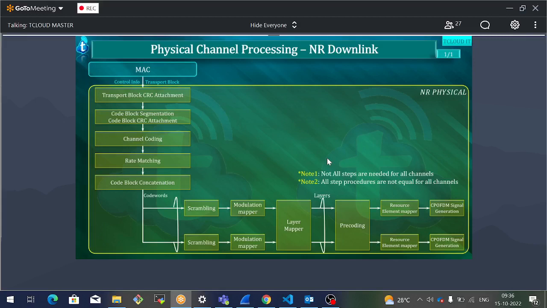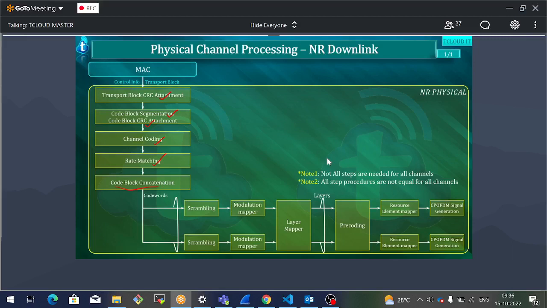So first it is taking care of attaching CRC. Then it is performing the segmentation of the code block based on the sizes. If it is bigger, it would be divided into pieces, and for each and every segment, it will attach an individual CRC. Then it goes through the channel coding process and rate matching in order to map the amount of data available to the size of the resources that are in place.